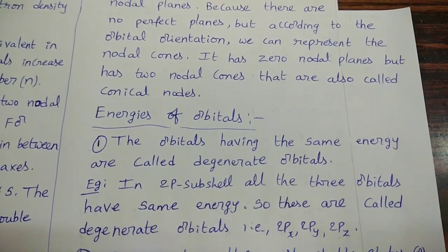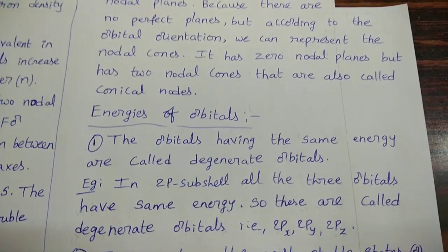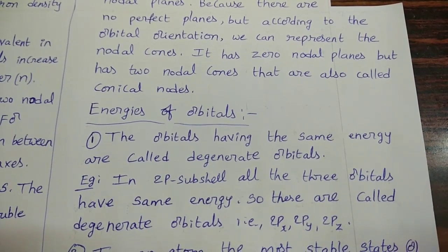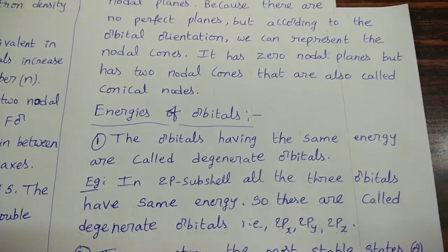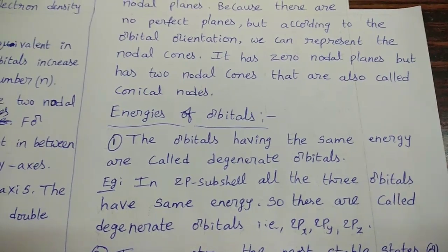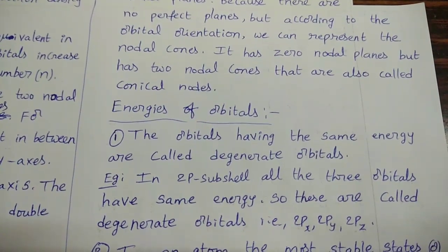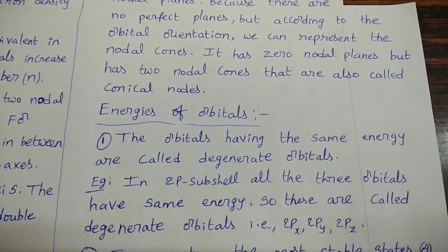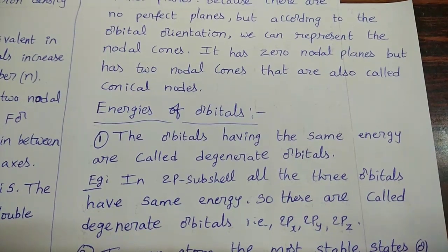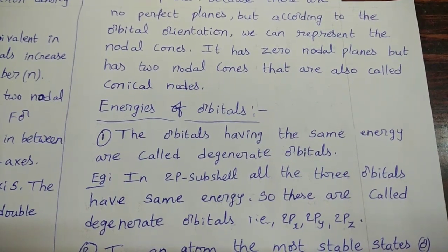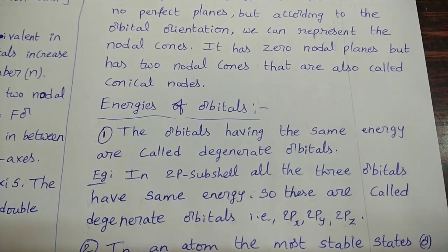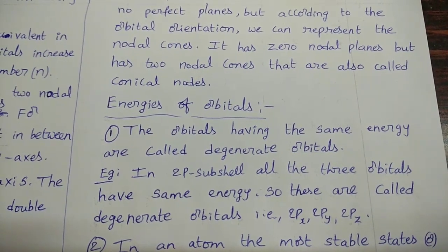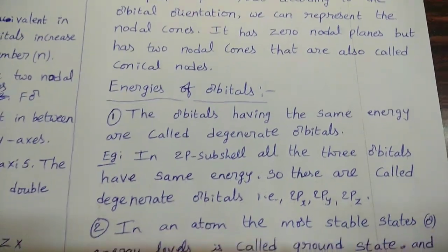These types of orbitals we can find in the p subshell. For example, in the 2p subshell, all the 3 p orbitals have the same energy. So these are called degenerate orbitals. That means 2px, 2py, 2pz are degenerate orbitals. In the same manner, 5d orbitals and 7f orbitals are also degenerate orbitals. Those are also having the same energy.